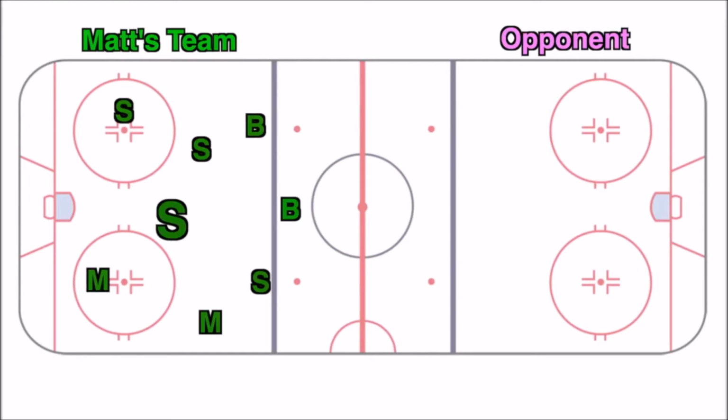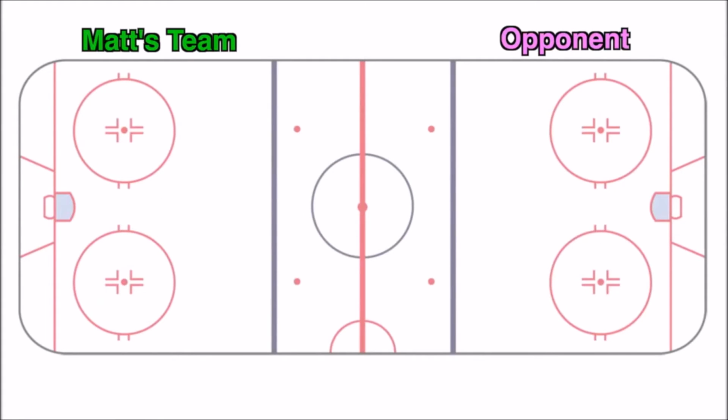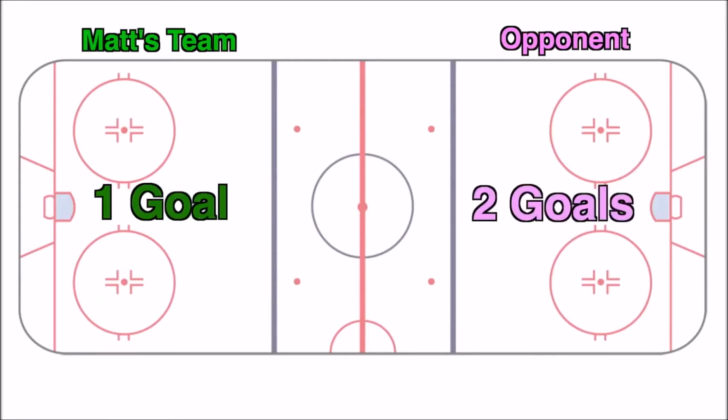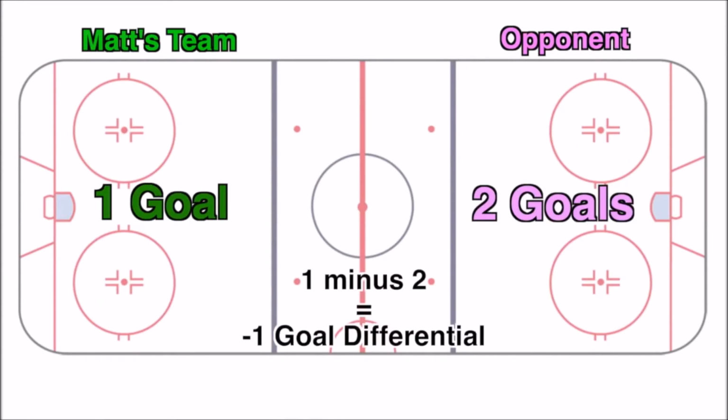At left, we have Matt's team shot attempts while Matt was on the ice. There are 4 shots on goal. The big one was a goal. There are 2 misses and 2 blocks. At right are the opponent's shot attempts while Matt was on the ice. There are 2 shots on goal, both of them scored, 2 misses, and 1 block. So if we were to just count the goals, there'd be 1 for Matt's team and 2 for the other team when he was on the ice, and that's a -1 goal differential.